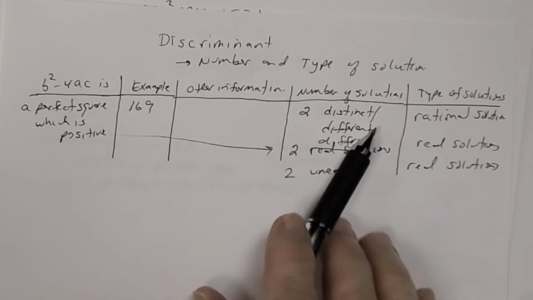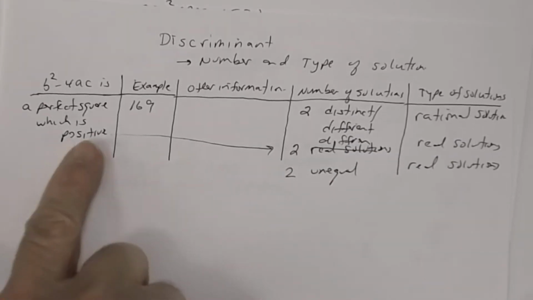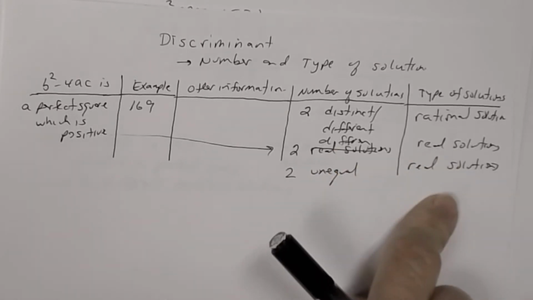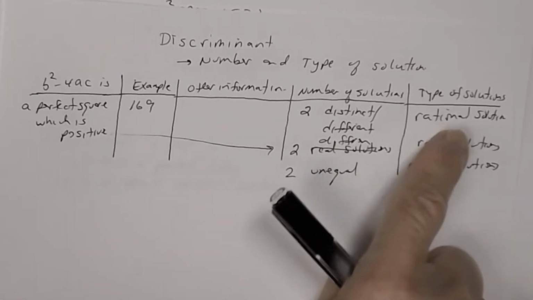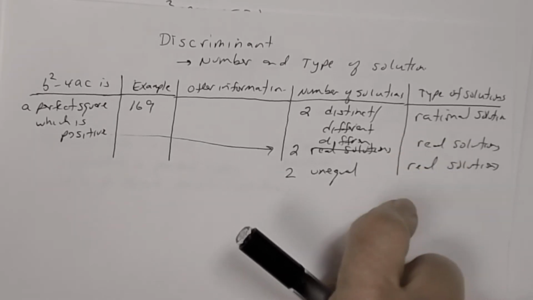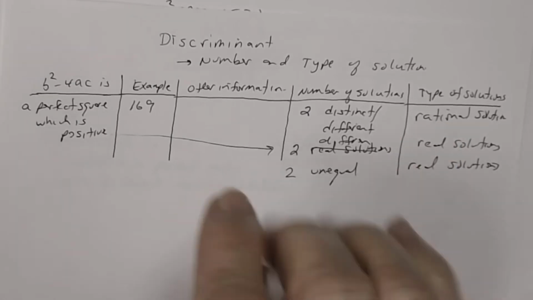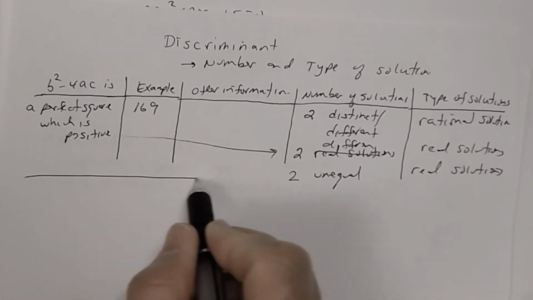So if it's a perfect square, it's definitely going to be two rational solutions. Since it's positive, it's going to be real solutions. But a rational number is real. Remember, a real number is either rational or irrational. But since it's a perfect square, it's rational. All right, let's look at the next example.